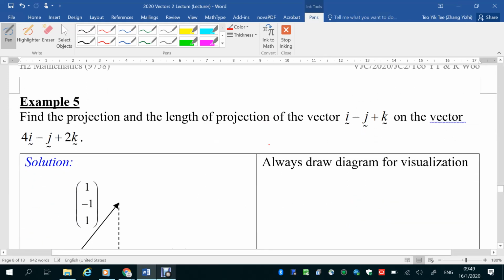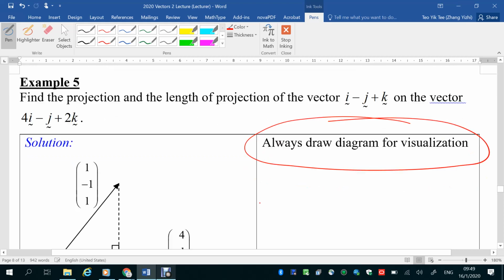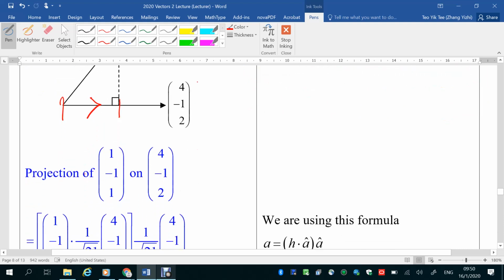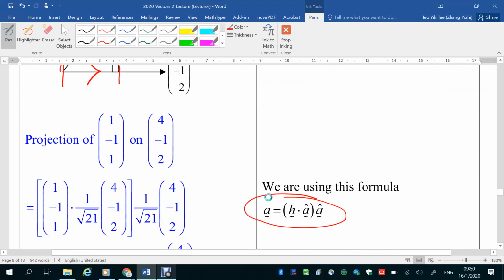Please look at the right column again. I will always tell students, please draw. The moment you draw, things become very clear. So I want to project 1 minus 1 onto the other vector. Diagrammatically, which is the vector you're interested in? This is the shadow, going in this direction. I need to find that vector and its length. How to do it? Just whack your formula. The projection formula is H dot A hat times A hat. If this is H and this is A, pump in the formula, finish.